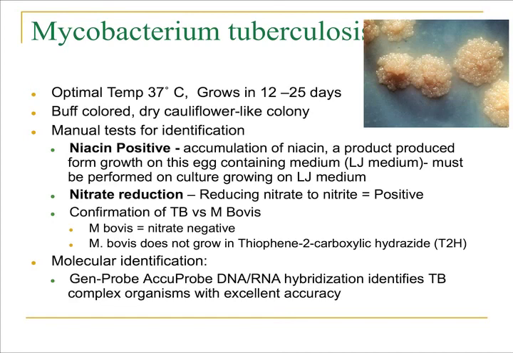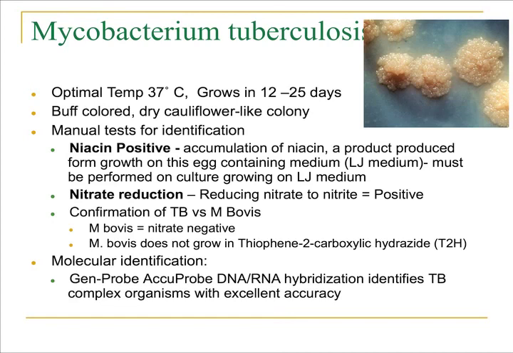The nitrate reduction test is also positive for TB. It reduces nitrate to nitrite. It is very important to confirm that you actually have a TB organism and not Mycobacterium bovis. Mycobacterium bovis is nitrate negative, and so when you are using biochemicals, that could be useful in the differentiation. The other test that can help you differentiate bovis from TB is growth in T2H, which is a chemical, thiophene-2-carboxylic hydrazide. M. bovis does not grow in T2H. TB does. So you can use this test to differentiate the two.